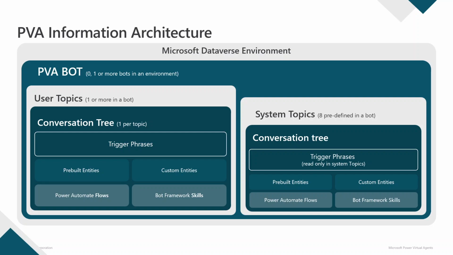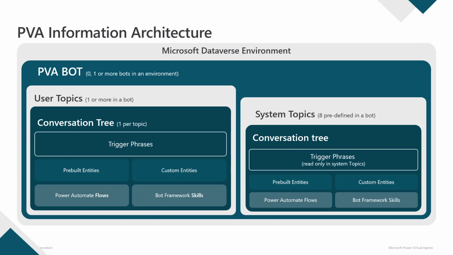Within each topic, there is a conversation tree. In that conversation tree, there are trigger phrases that start off that particular conversation. Within those, there are also these things called entities, which are representations of real-world objects. There are pre-built ones, such as ages, places, email addresses, things like that. There are pre-built entities, and there are also custom entities that you can define.